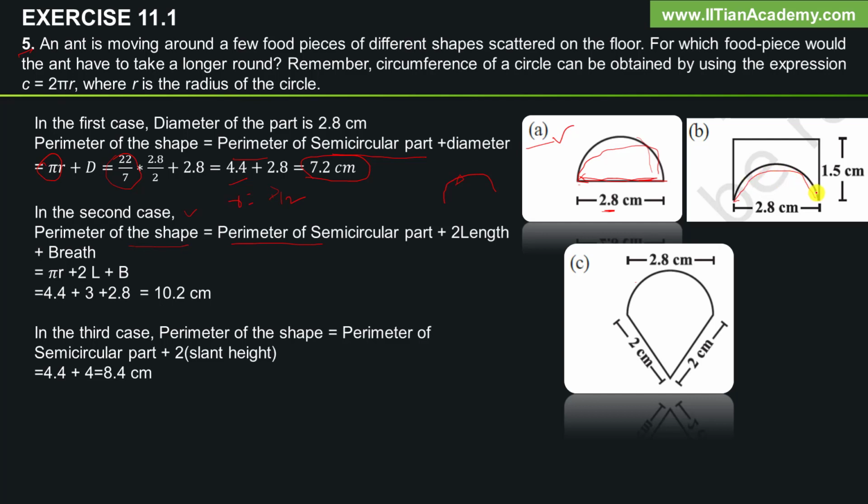In the second case, the perimeter of the shape equals the perimeter of the semicircular part plus length plus 2 into breadth. Length is 2.8 centimeters and breadth is 1.5 centimeters. Hence the perimeter is equal to 10.2 centimeters. In the third case, the perimeter of the shape equals the perimeter of the semicircular part plus 2 into slant height. This is equal to 8.4 centimeters. Hence, you can see the second path is the longest, so the ant has to take the longest round in path 2.